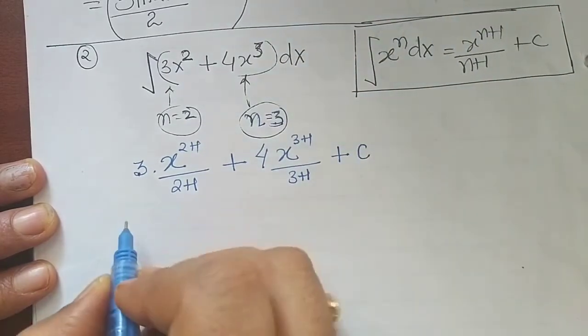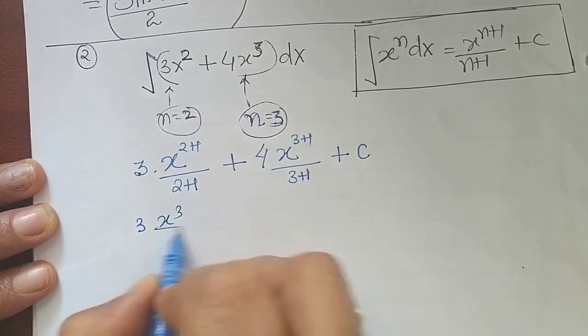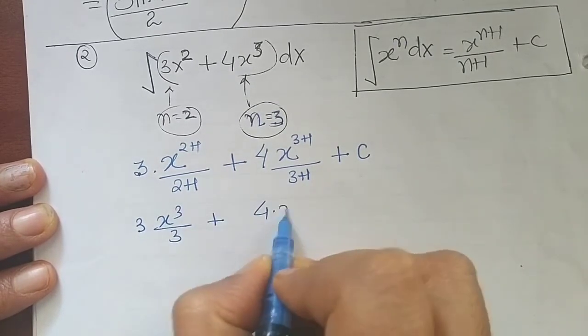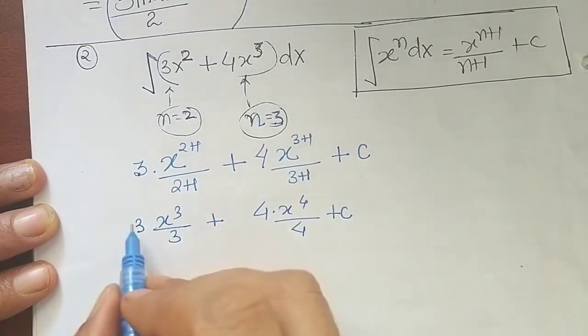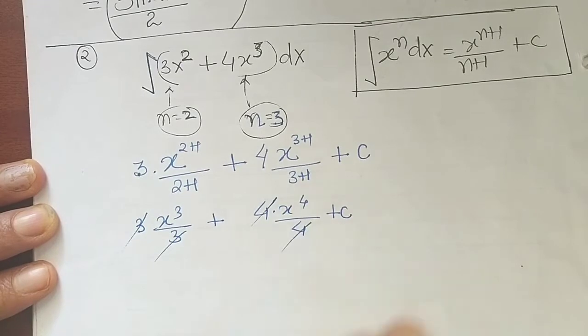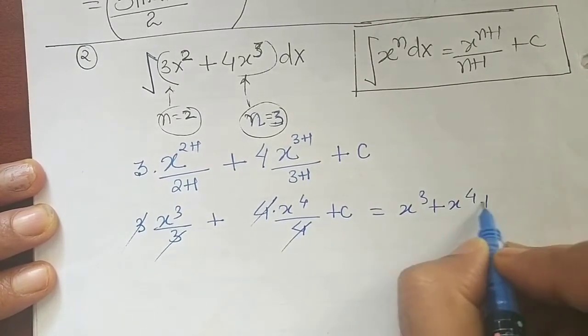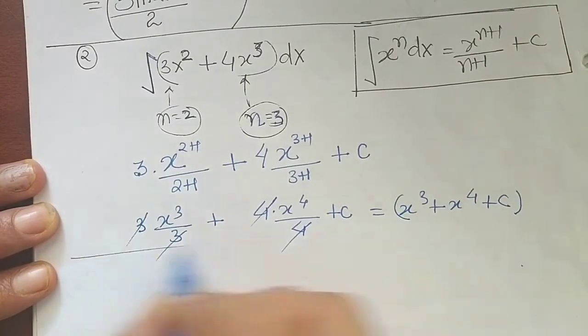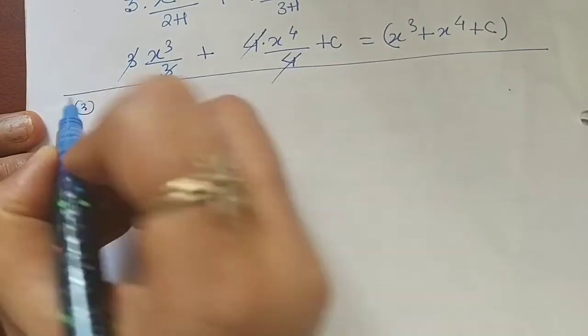Okay, let me simplify a little bit. It will be 3 x raised to power 3 by 3, plus 4 x raised to power 4 by 4, plus c. Now 3 and 3 cancel, 4 and 4 cancel. So what will be my answer? x cube plus x to the power 4 plus c. Understood? Now let's do the third example.